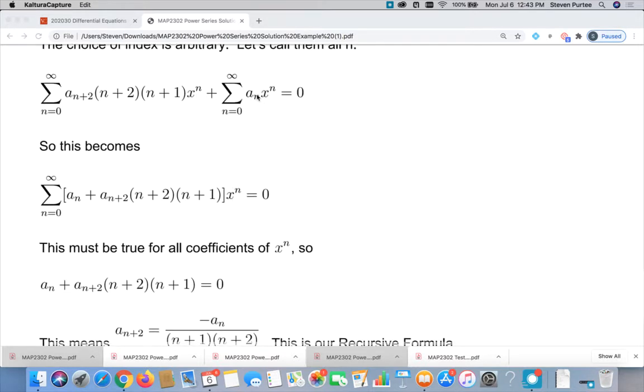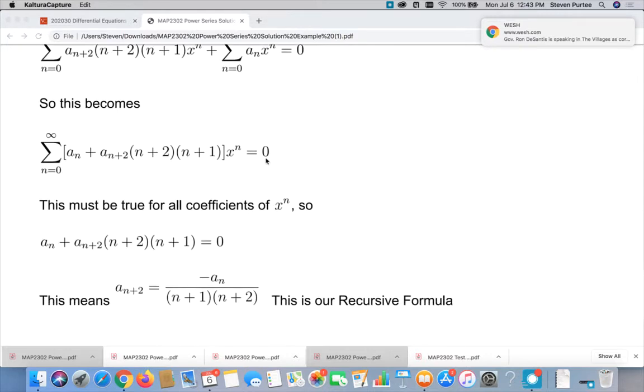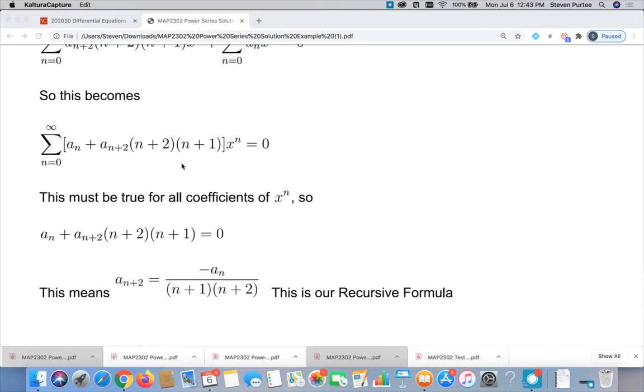So I've just written a_{n+2}, I wrote it in the other order, but it's just everything times x to the n. The only way a polynomial, even an infinite polynomial, can equal 0 for every possible value of x is if every coefficient equals 0. So that means all of these things here must equal 0.